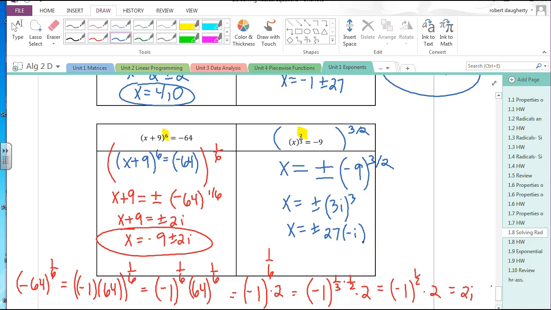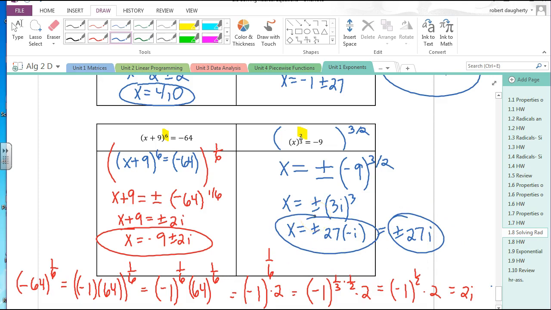Now here's something. If I've got plus or minus negative 2, what does that really mean? Plus or minus a negative number. Does that change anything? Plus or minus 2 is the same as plus or minus negative 2. Do you agree with that? So this is just plus or minus 27i. I would take either of those as an answer, okay?